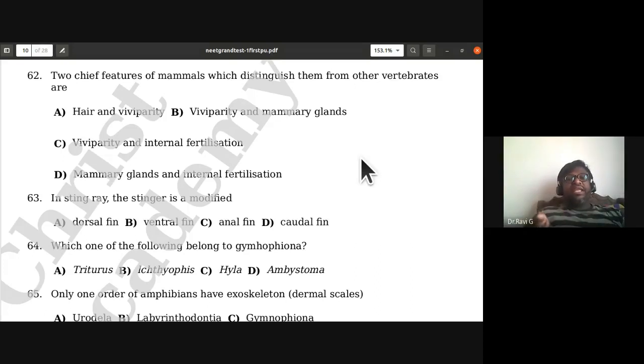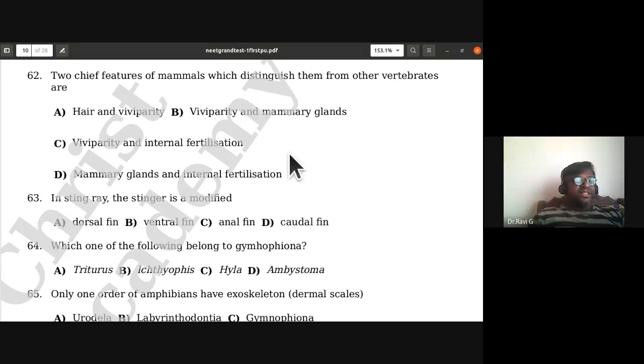D is the answer. Mammary glands and internal fertilization are more of a priority than hair and viviparity. If you give priorities for the attributes which make them mammals, then it is mammary glands and internal fertilization. So that is the reason D is given as the answer. Even though other options are correct, based on priority, D is the correct answer.